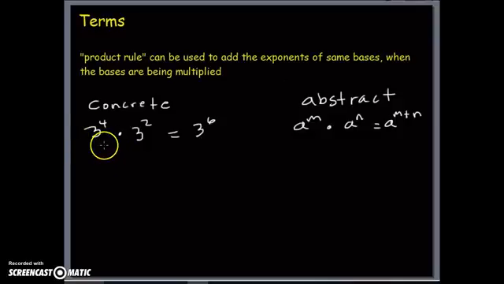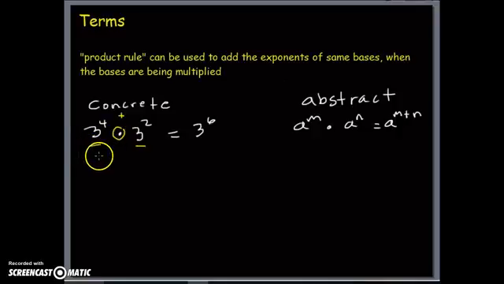So in this concrete example, you can see that the base is 3 and the bases are being multiplied. So what we can do is go ahead and add the exponents 4 and 2 to get 6. And we can say that 3 to the 4th power times 3 to the 2nd power is the same thing as 3 to the 6th power.